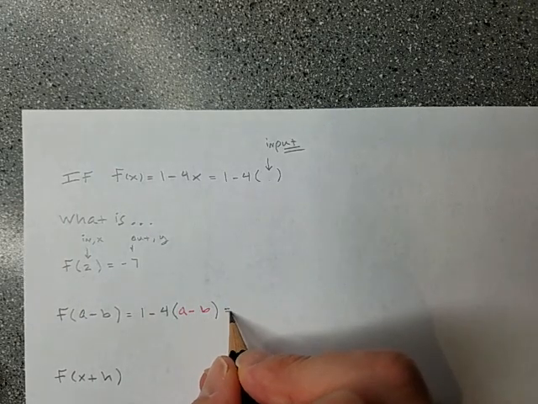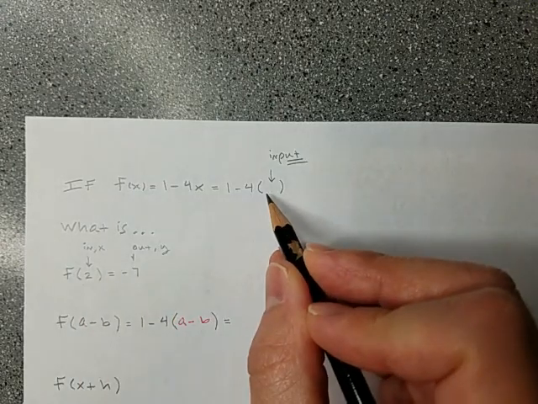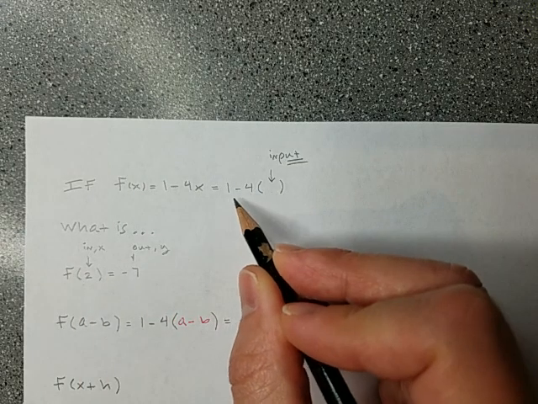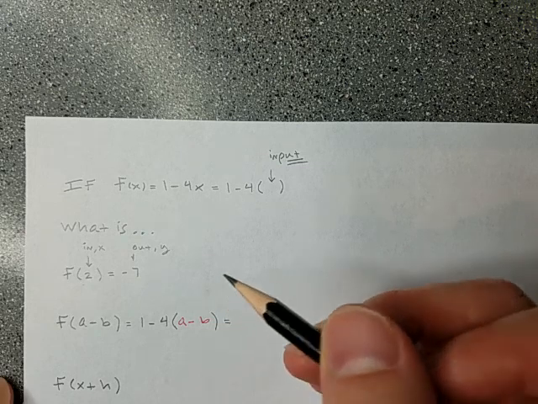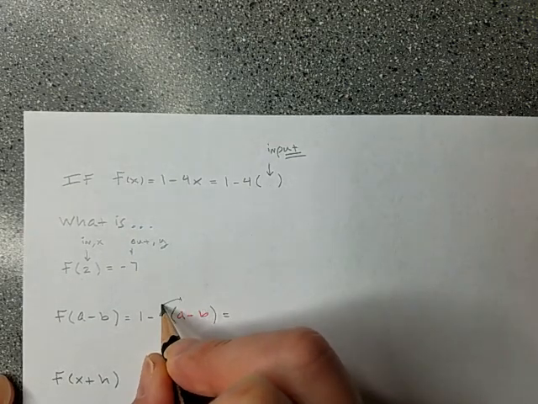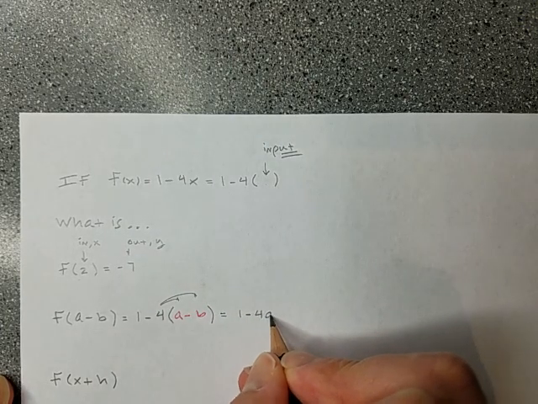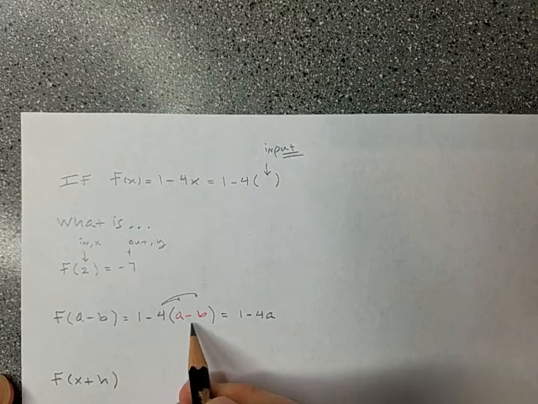Okay, so can we do anything with that? Like when I put the 2 in, I say, well, 4 times 2, that's 8, and 1 minus 8 is negative 7. Okay, so can I do anything here? Well, with the way this is, I could distribute the 4. So I'll get 1 minus 4a, negative 4 times a, plus 4b.